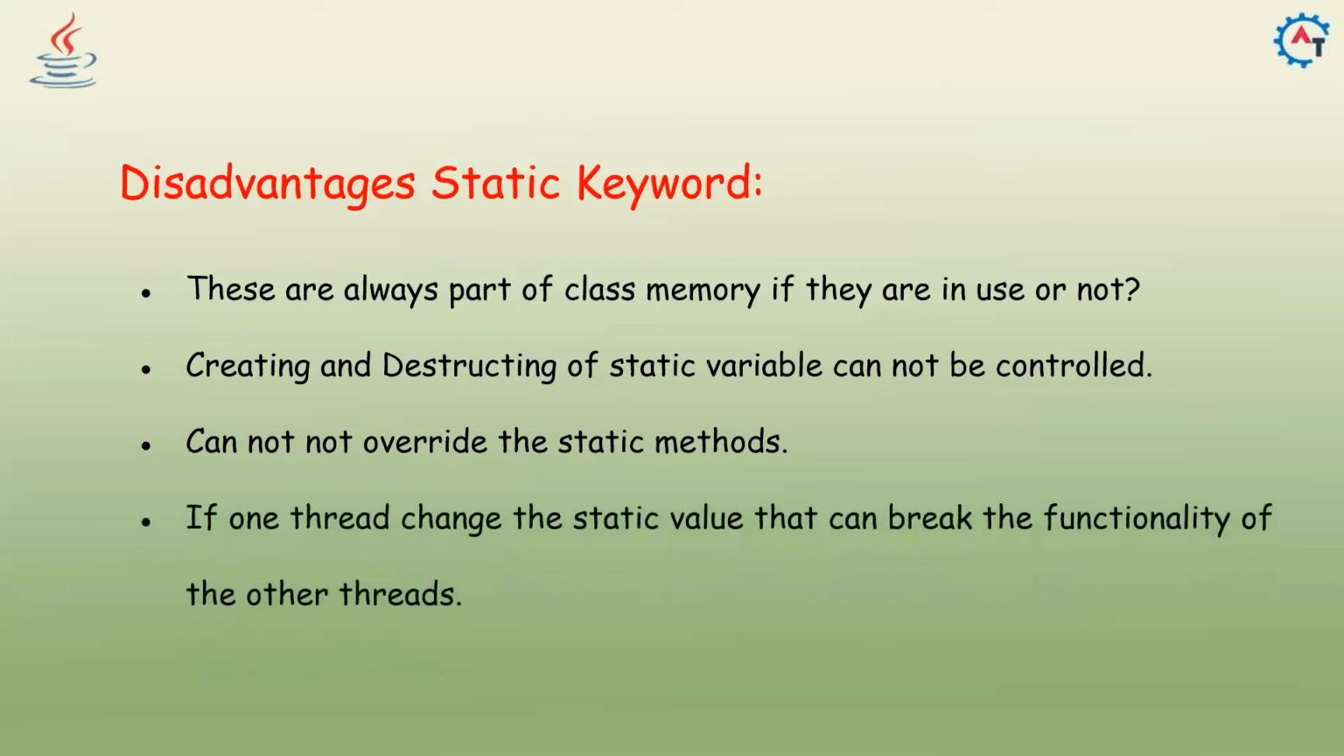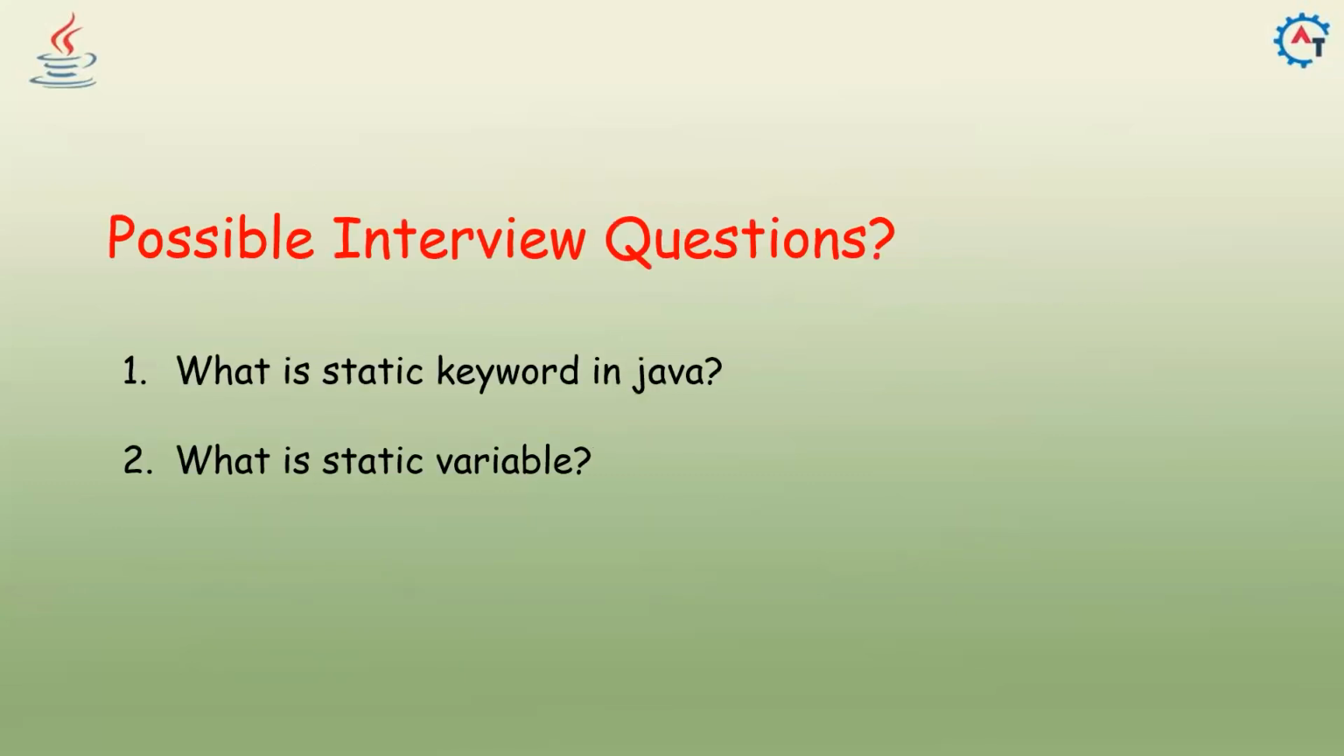If one thread changes the static value, that can break the functionality of other threads. We already discussed that Java is multi-threaded. Multiple threads will execute simultaneously. If one thread changes the static value, other threads also get impacted. That we will see.